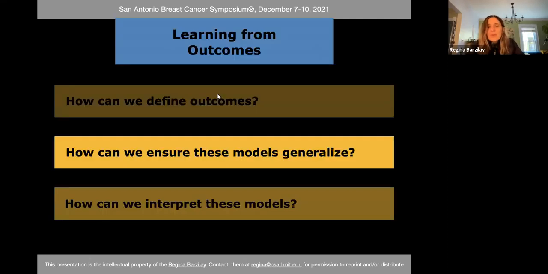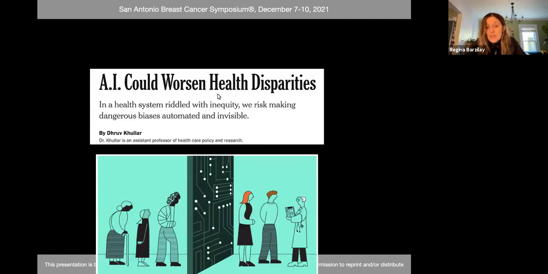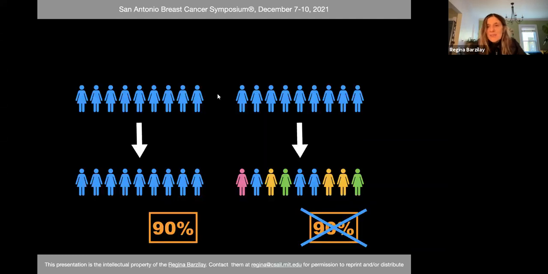So the next important question is how we can ensure that these models generalize. And this is really a big and important question, because the public is really concerned that AI can worsen health disparities. There is a lot of discussion about it.